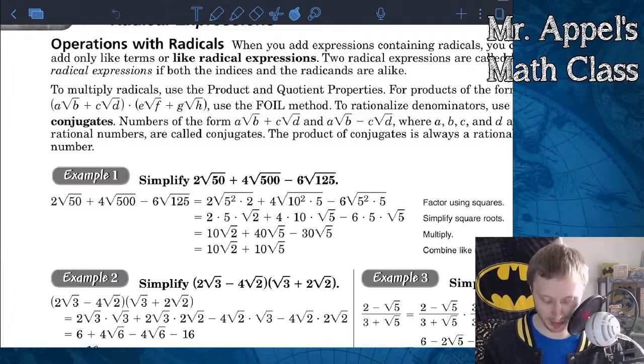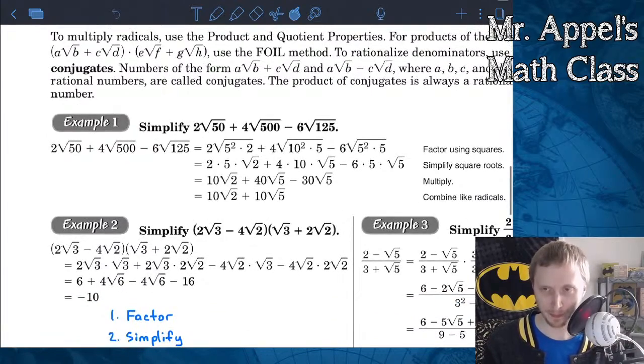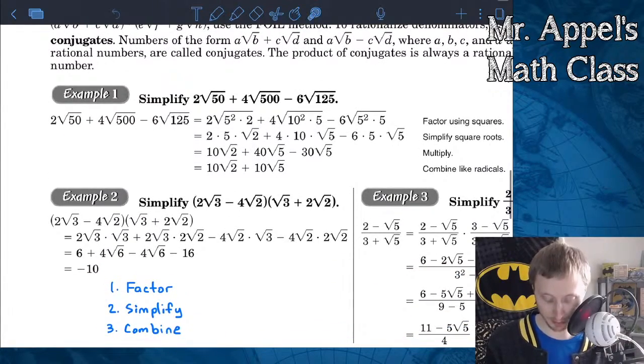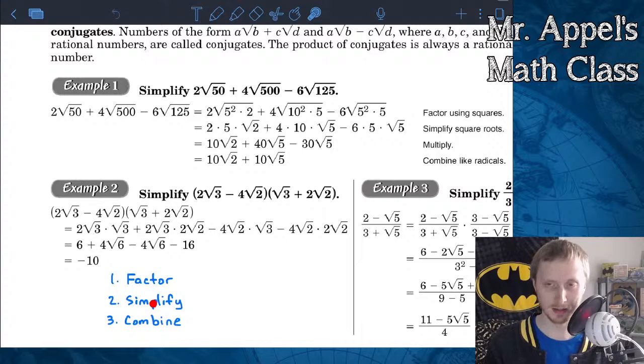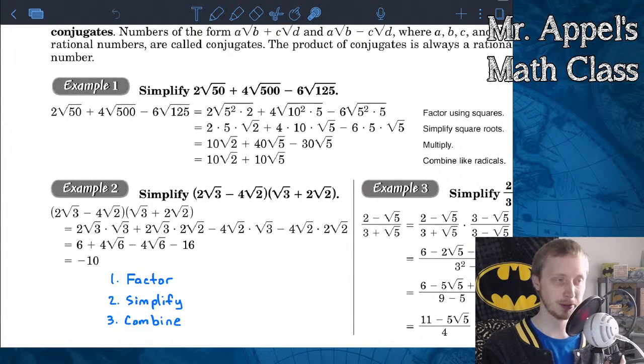So here's what I would do. I've summarized both of these examples here into a similar 3-step process. Factor, simplify, and combine. Okay? You follow that, and you'll be able to work through any of these, no matter how big and ugly they get. Start by finding your factors. Okay? Just factor tree everything under a radical, if necessary.